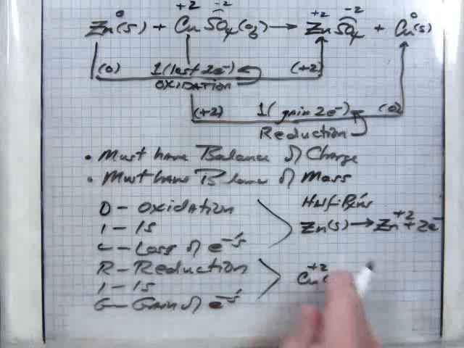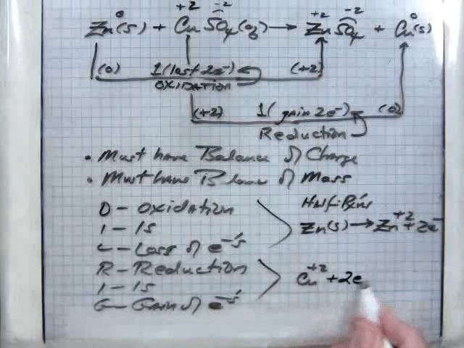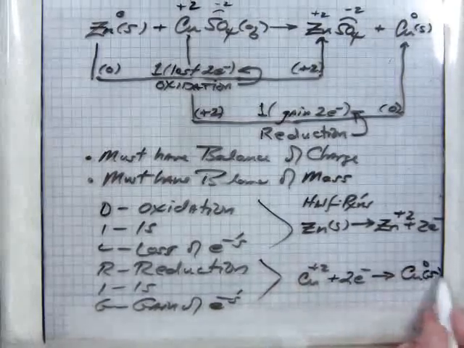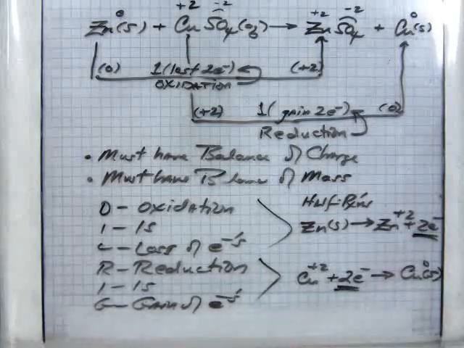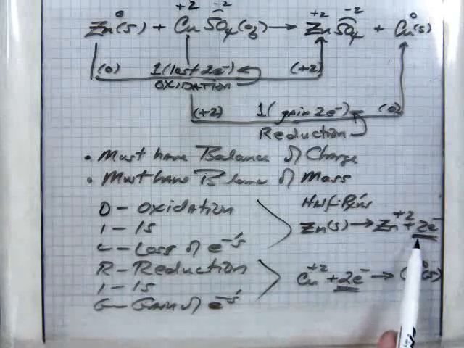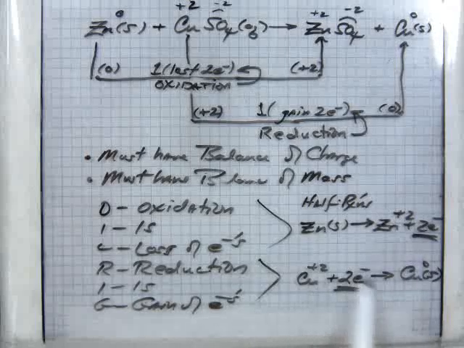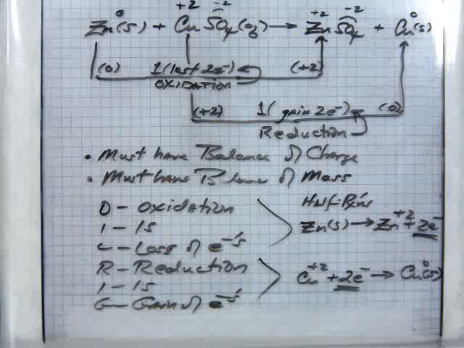The reduction side of this is copper gaining 2 electrons, and you see it as copper plus 2, and usually it's in aqueous solution, but I'm going to put it in here as 2 electrons going to copper in its basic standard state. Notice where the electrons are located relative to the arrows. If the electrons are on the right of the arrow, it's an oxidation or it's a loss. Whereas if the electrons are listed on the left of the arrow, it's a gain of electrons or a reduction process.